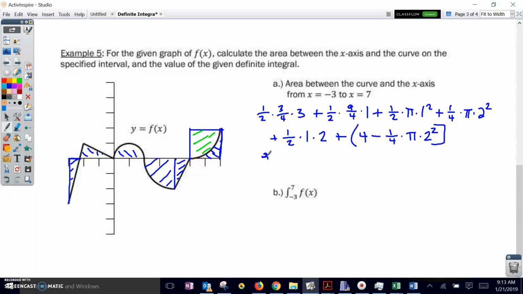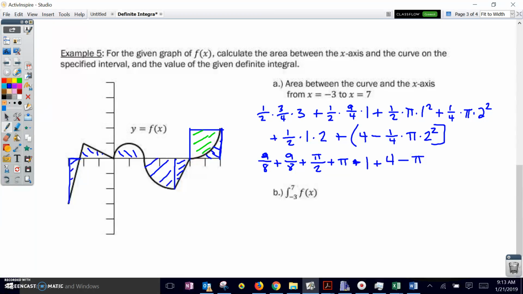Alright, so let's see, we've got 9/8 plus another 9/8 plus pi over 2 plus pi plus 1 plus 4 minus pi.